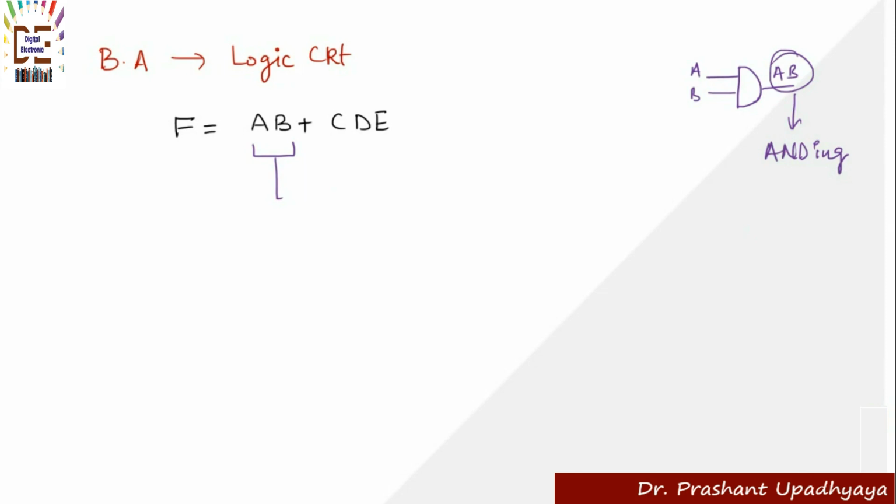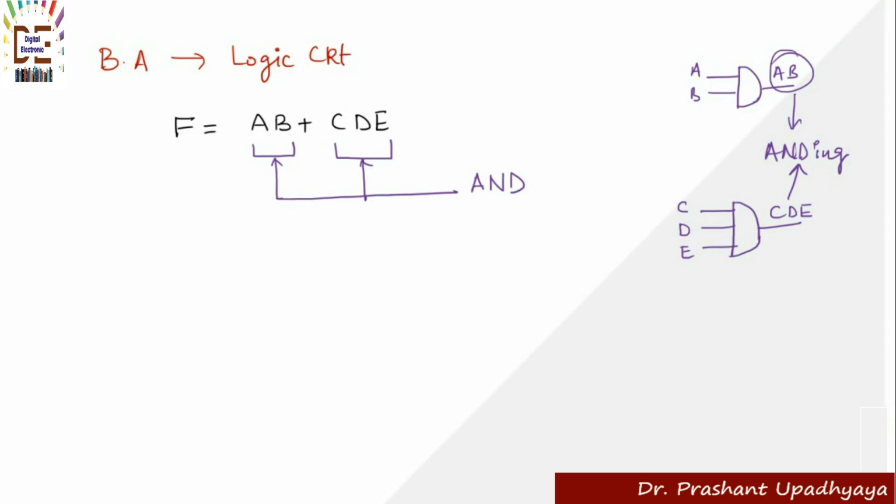Similarly, if I talk about the second term, CDE, we have an operation like this. Here we have C, D, E, and we are going to combine them and get CDE. Again, we are doing the ANDing operation, so what we require here is an AND gate. Now, if we talk about these two terms, how are they being combined? With an OR gate.